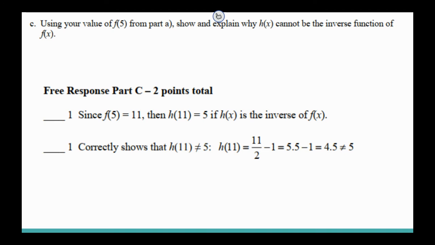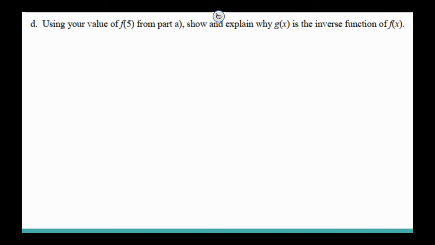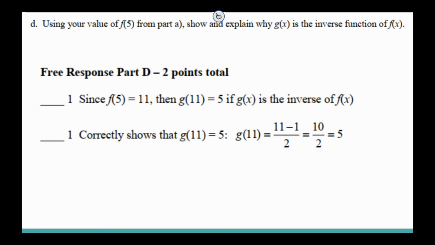And then last but certainly not least, using your value of f of 5, show and explain why g of x is the inverse function of f of x. So just like part C, you get a point for saying since f of 5 is 11, then g of 11 should be 5. And then you show that g of 11 is actually 5.